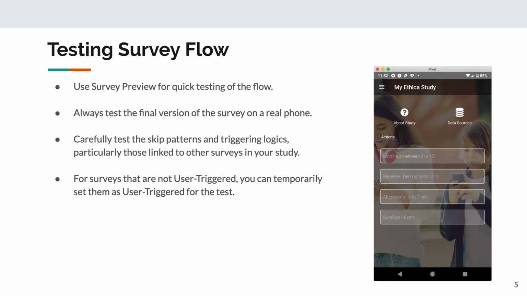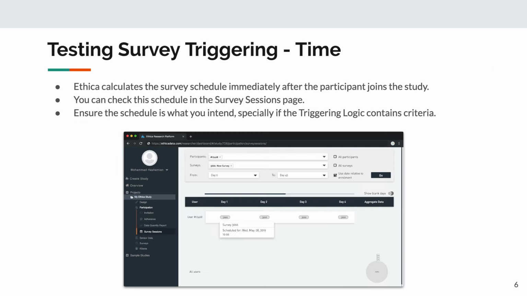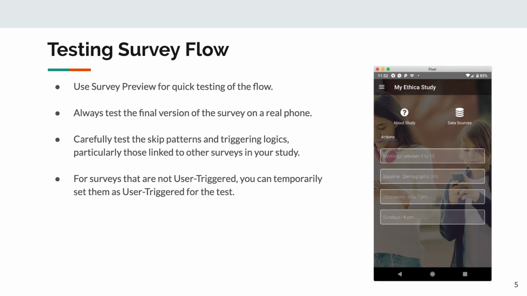Depends exactly, you can do that as well, but if the survey flow works as you expect, I'll talk about how you can test the triggering logic both for time and for proximity as well. If you test these three, then it doesn't matter that your study is for 1 week or 5 years. Still the same flow applies, right? The same flow works this time and next year and the year after as well. Any other questions about this part?